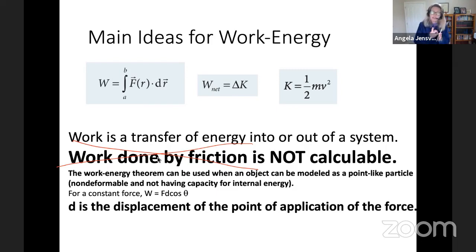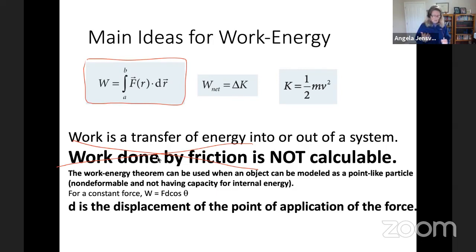Okay, so the work energy theorem, it's kind of like, think about kinematic equations. You know those 3 big kinematic equations? Can you use them all the time, everywhere? No, I hope you know that you can only use those equations for constant acceleration. It's the same thing here, okay? The work energy theorem is only for point particles, okay? That are non-deformable.